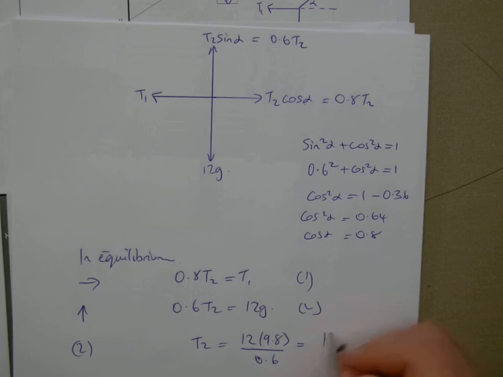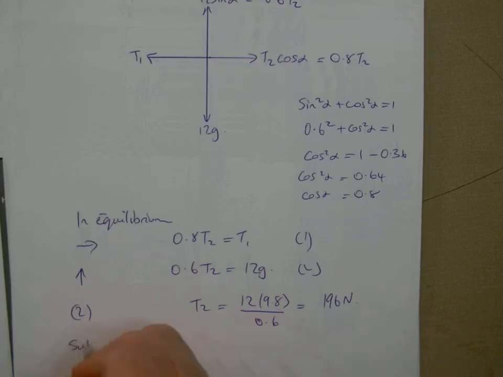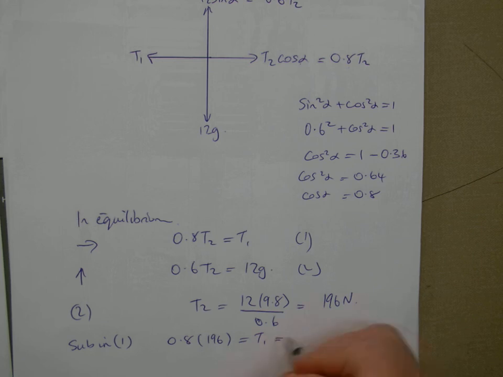Okay, so I've got my calculator on that. It comes out to be 196 newtons, and then all I've got to do is sub it into 1. So 0.8 times T2, which is 196, will give me my T1. So the answer times 0.8, and I get 156.8 newtons.